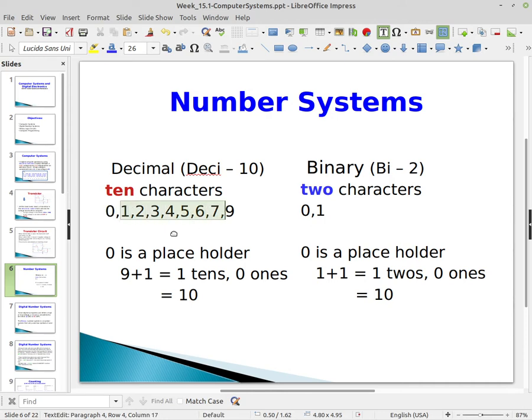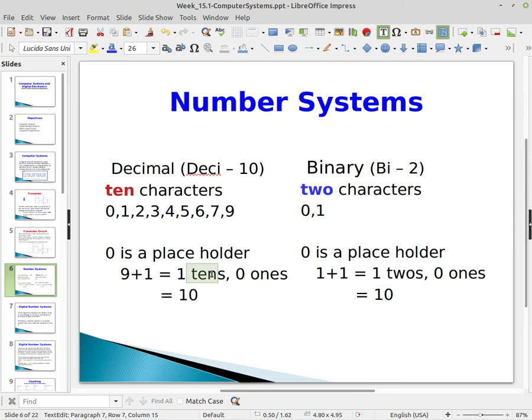So when we're counting up and we get to 9 and we try to add one more to 9, what we have to do is use the placeholder. We put 0 in the 1's place, and then we can put a 1 in the 10's place. So that's how we count.